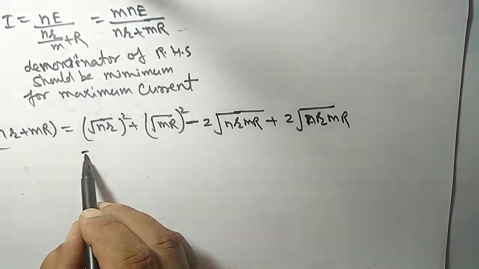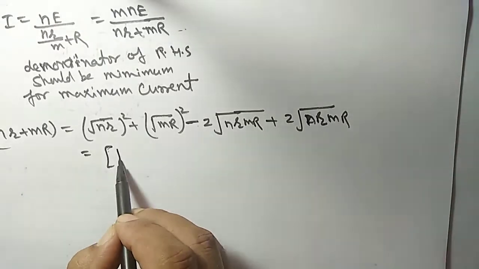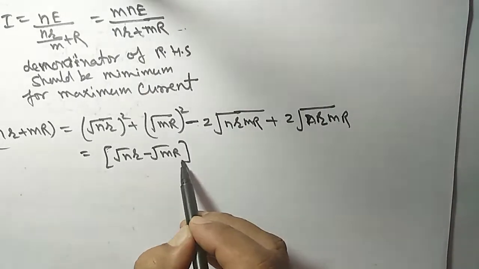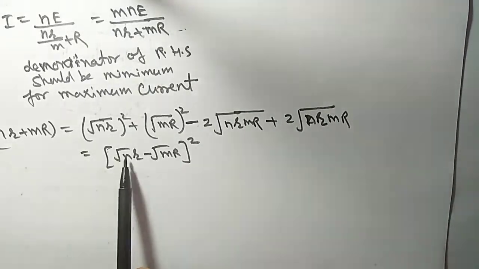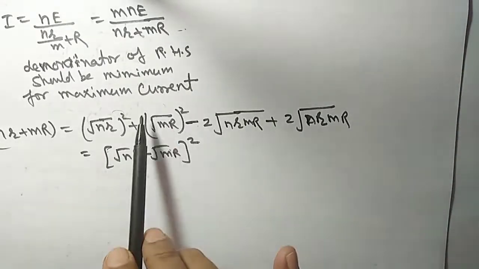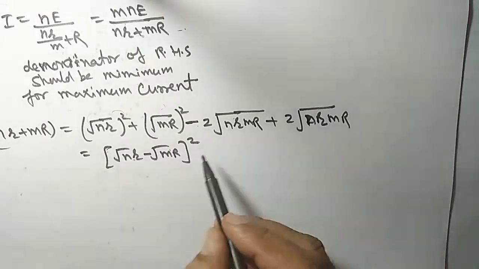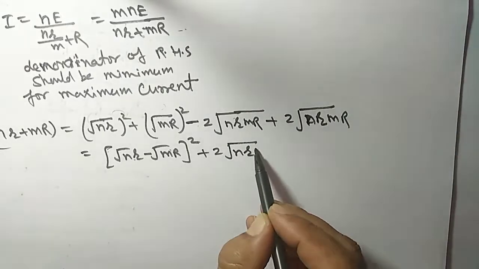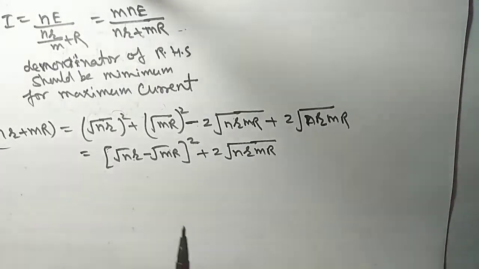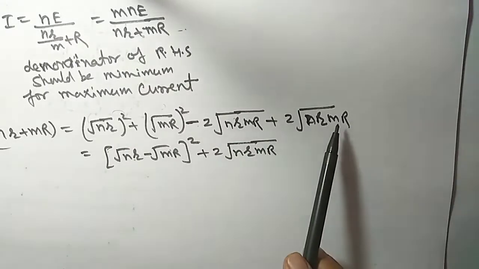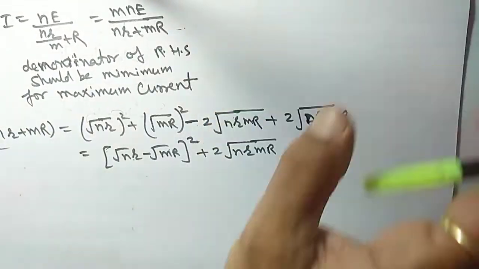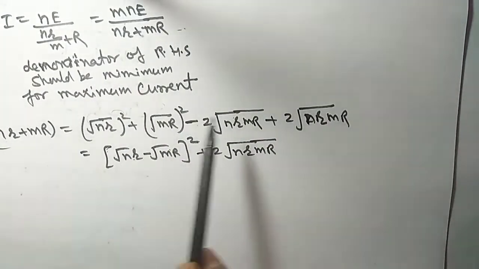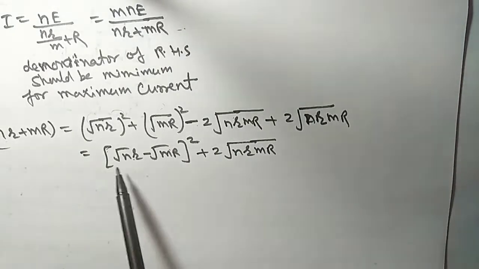It can also be written like this: under root nr minus under root mR, whole square. So it will be this square plus this square minus this, so what is remained here is plus 2 nr mR. Is it clear? A square plus B square minus 2AB plus 2AB, minus 2AB plus 2AB is nothing. So A square is nr, B square is mR. These are equal, so we can rewrite this line like this also.